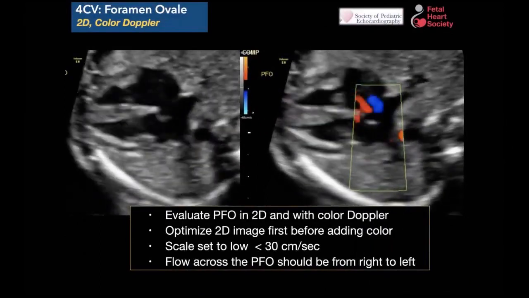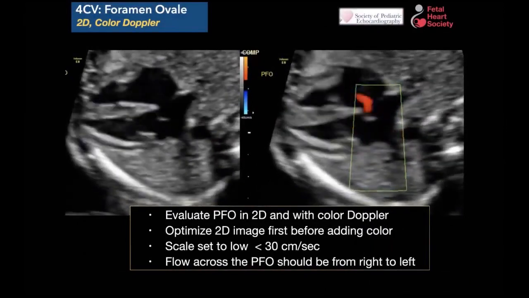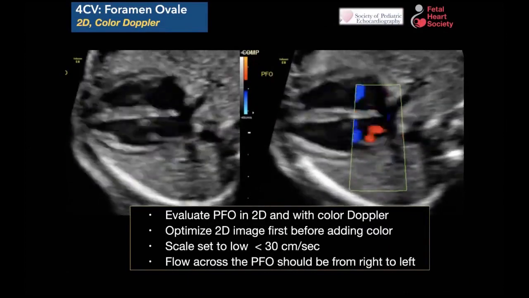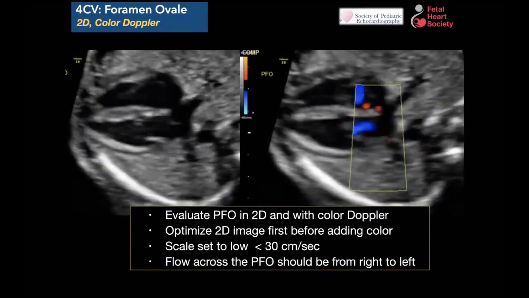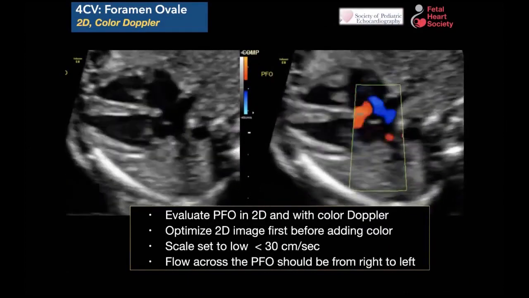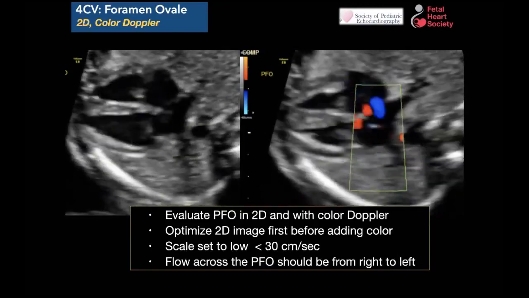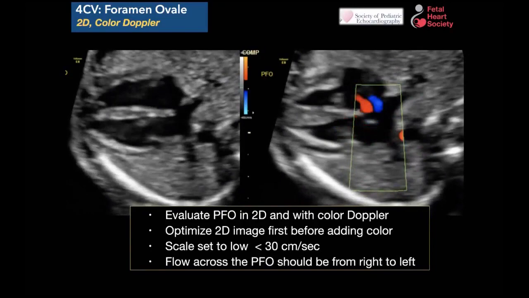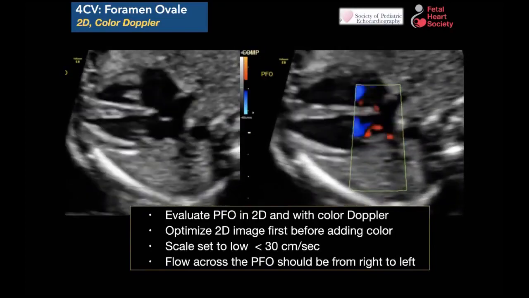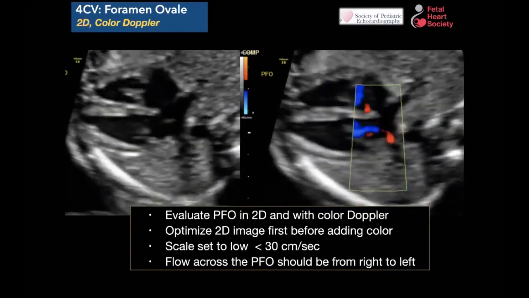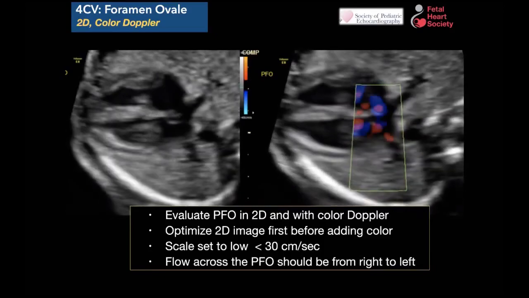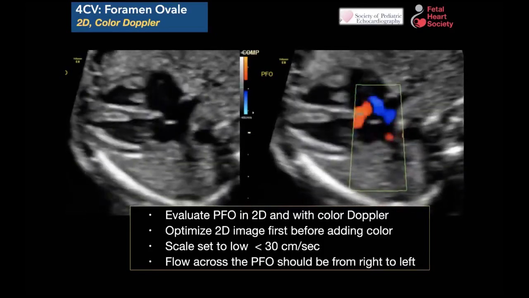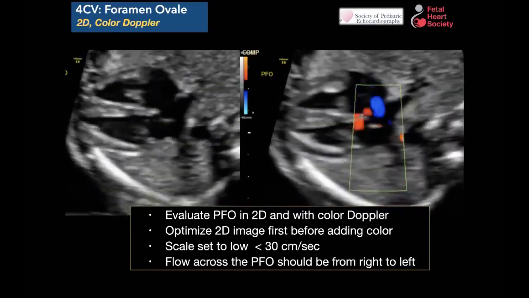So when assessing for the foramen ovale, I found it very helpful to find the foramen ovale first with grayscale and then turn on my color Doppler. So for technique, you want to keep your color box small. Again, it's very important to optimize the 2D image first before adding color. And you want to set your scale to low, so I'd say less than 30 centimeters per second. And you want to be able to assess the flow across the PFO.